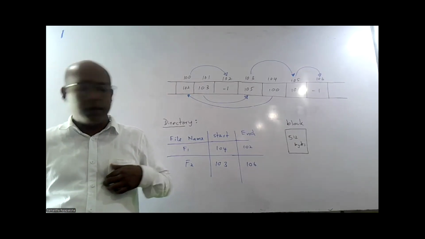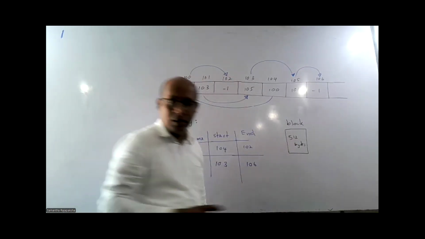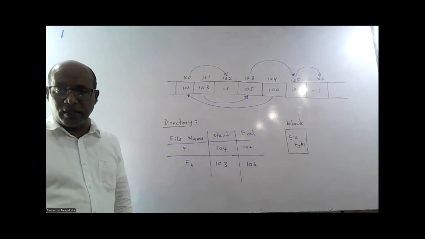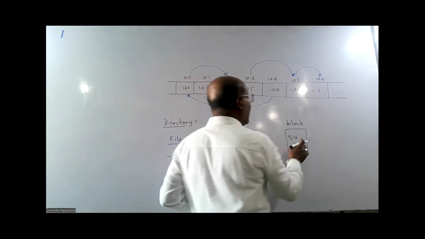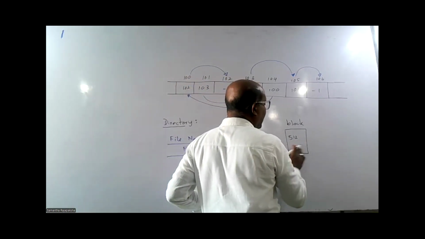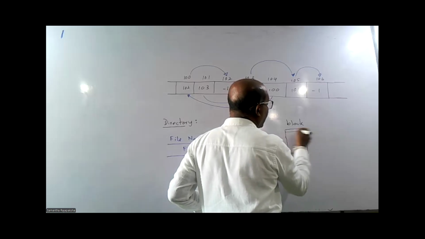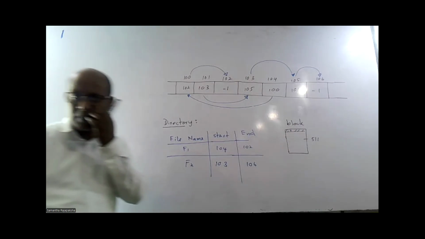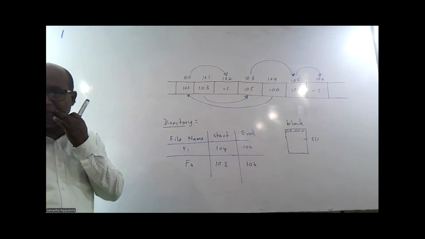Okay, sir. Because now let's say if you allocate the 512 blocks, and let's say we use only 1 byte. How much is the wasting? 511. Okay, 511 is wasting.